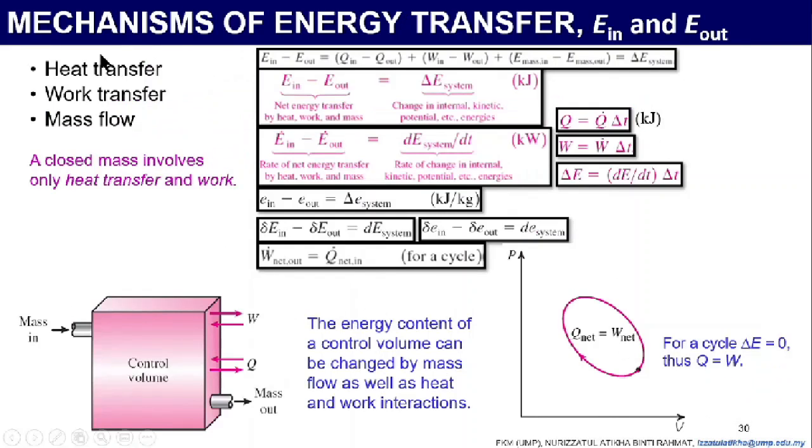Now, let's see the mechanisms of energy transfer, E_in and E_out. I already summarized some of the equations of the energy transfer here. These equations involve heat transfer, work transfer, and also mass flow. A closed mass involves only heat transfer and work. The energy content of a control volume can be changed by mass flow as well as heat and work interaction. Actually, we already discussed this in chapter 1.